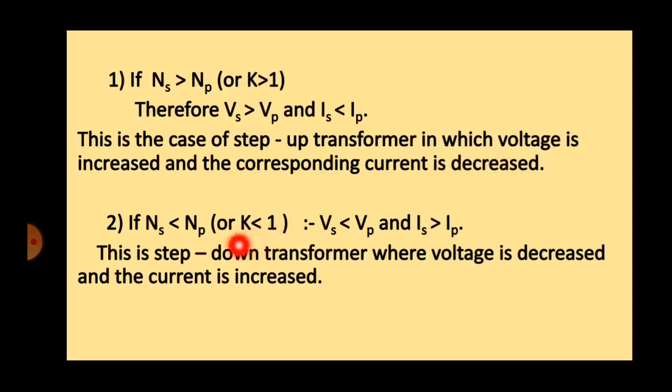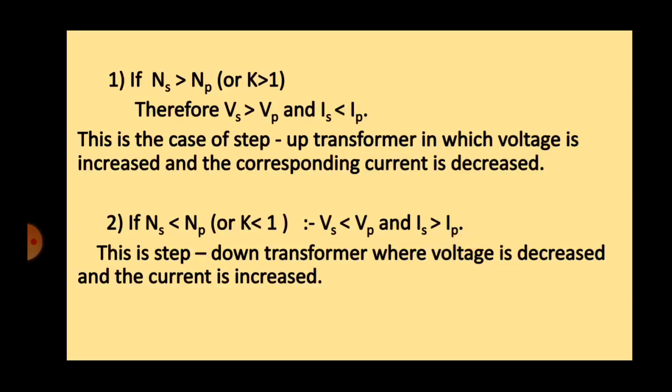In a step down transformer, the voltage decreases and the current increases. Ns is less than Np, Vs is less than Vp, and the current Is is greater than Ip. So this is a step up transformer and a step down transformer.